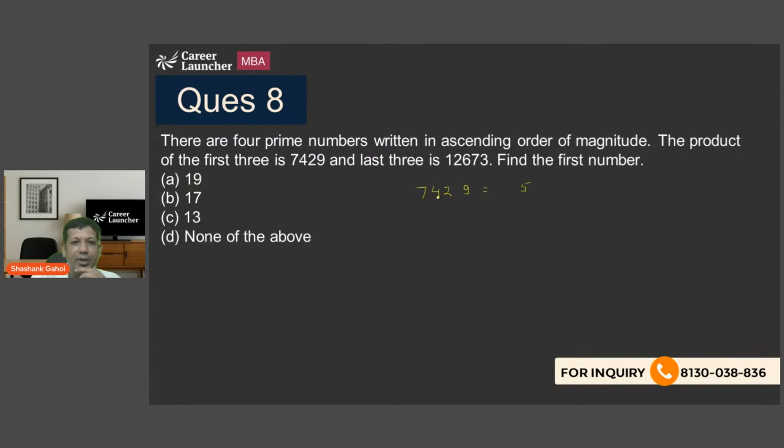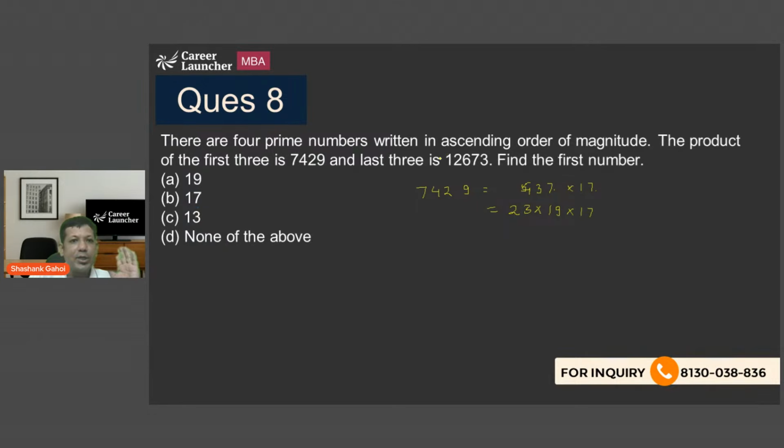Is it divisible by 17? 17 fours are 68. Then 7. Sorry, 6, 2, 3. Then 7. Okay, so I got this. It is divisible by 17. So this number can be written as 17 into this. Okay, 19 twos are 38. Then 5, 7, 3. 23 into 19 into 17. This is what I'm getting.